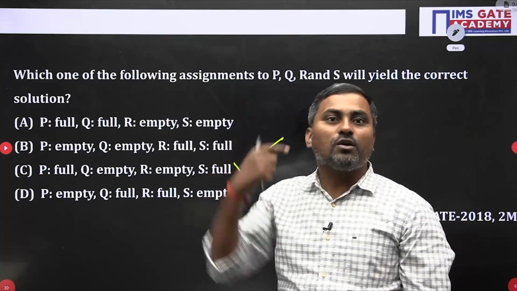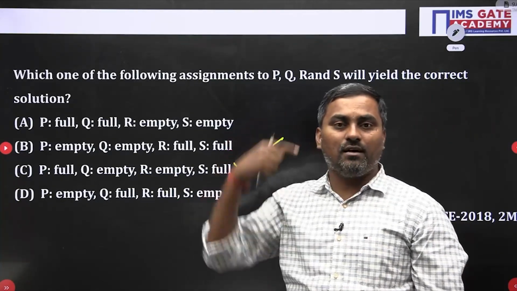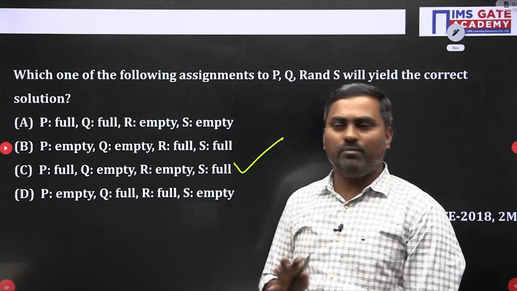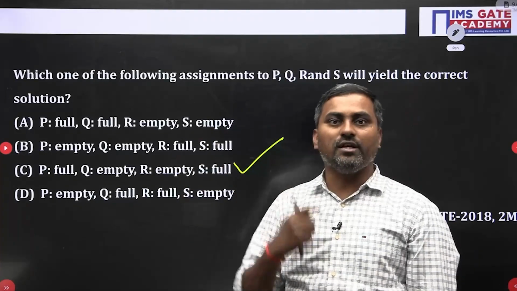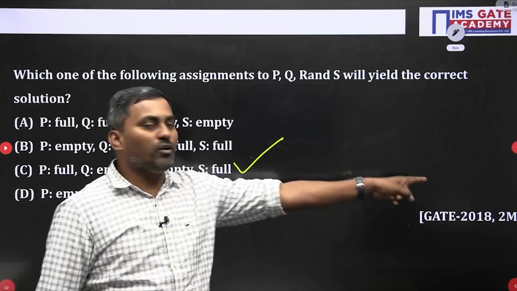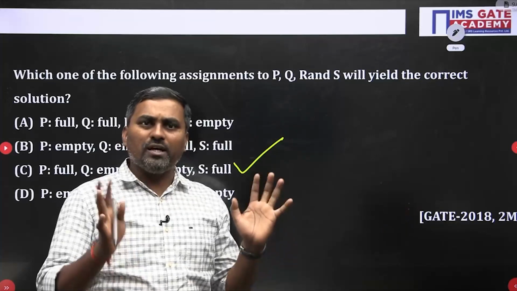If you know that code, if you analyze the producer consumer problem with semaphore solution, answering such a question becomes very, very easy. This question was asked in the GATE paper 2018 for a 2 mark question. I hope you understand the solution.